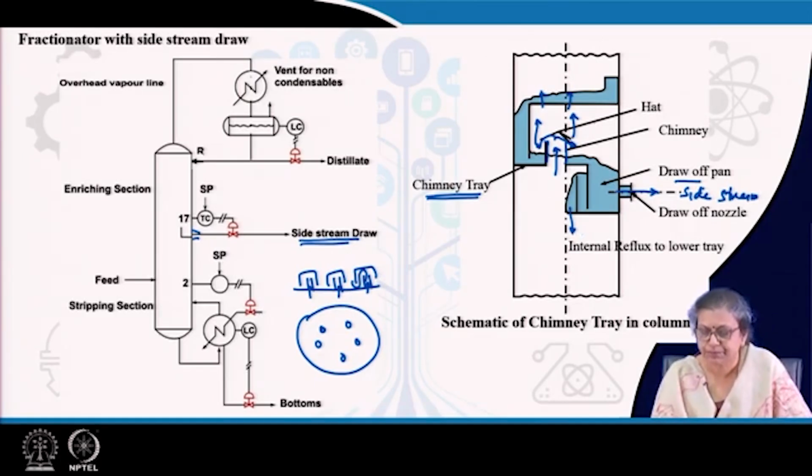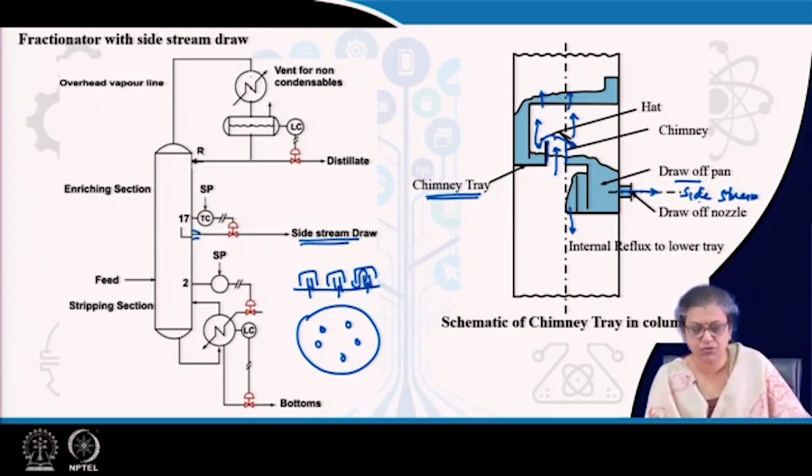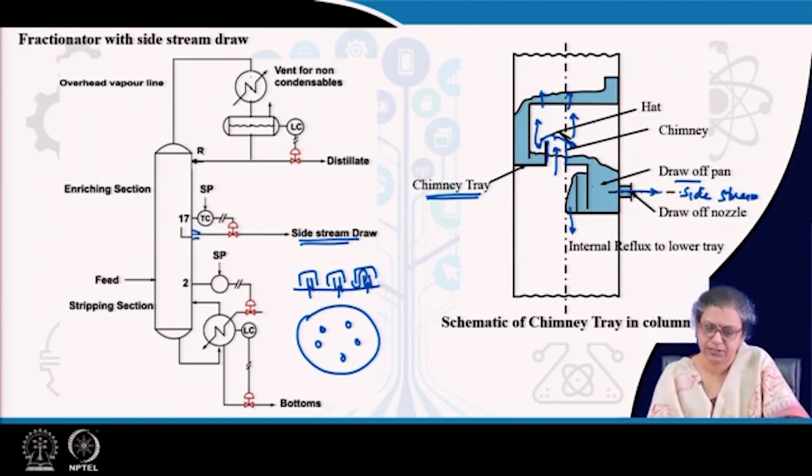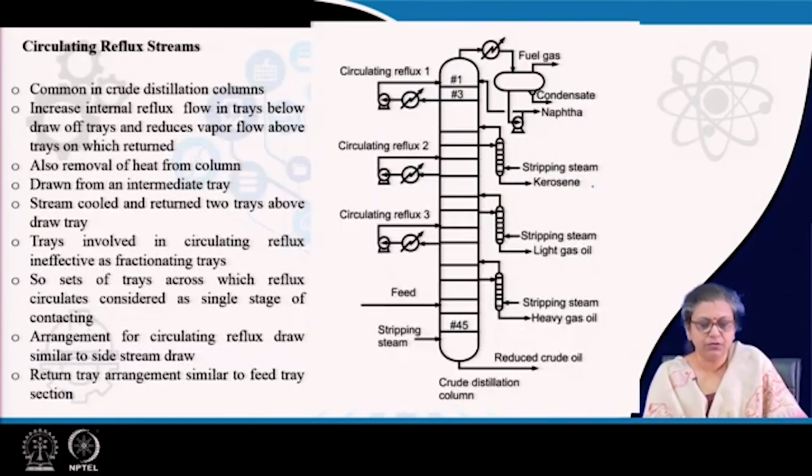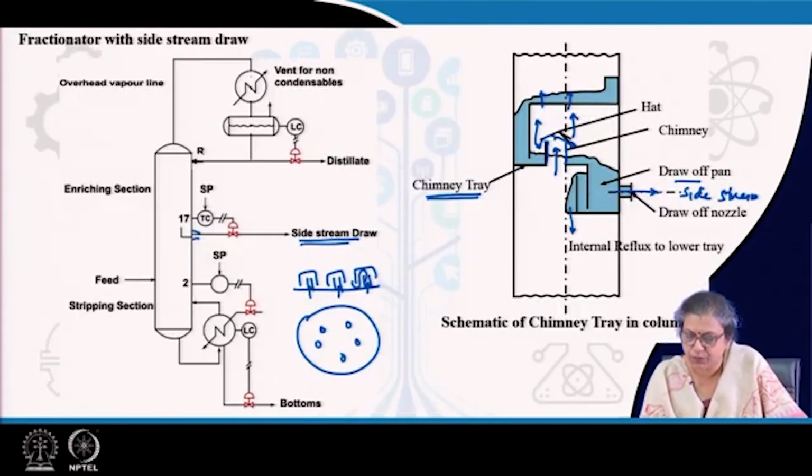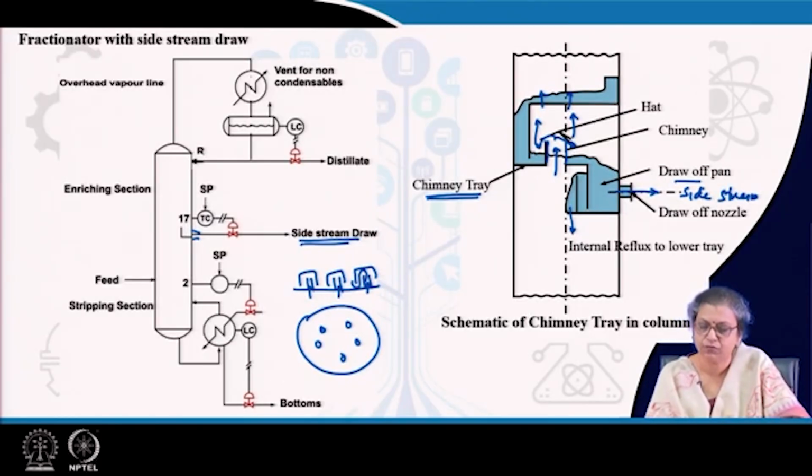At the chimney tray, definitely this is not a fractionating tray, there is no fractionation occurring here, we just draw the side stream from this particular tray. So, therefore, this is ineffective as a fractionating tray. Now, it is quite natural, so the internal reflux which goes to the tray from the chimney tray is less as compared to the liquid which flows from tray to tray.